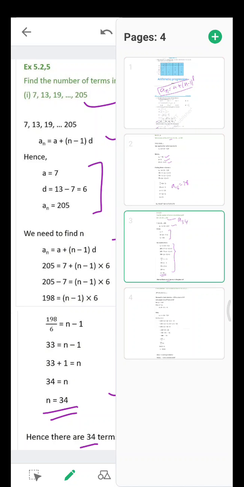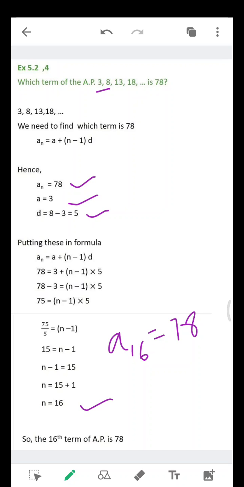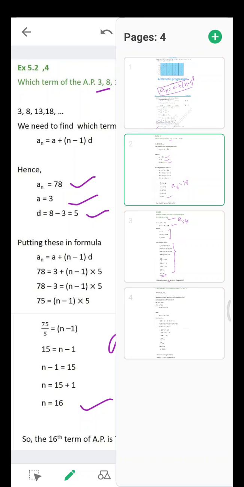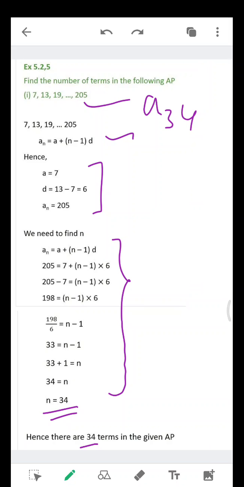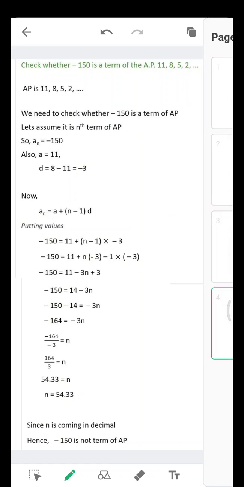You can see the previous question also. In this also n value was 16. It will be a positive whole number. Here n value is 34. So if n value comes in decimal, suppose for any problem n value comes in decimal, then you can say that that is not a term of the series. So the next question is about that only.